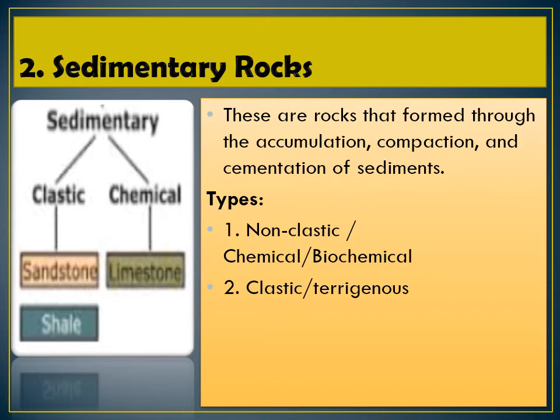On the other hand, clastic or terrigenous sedimentary rocks are formed from grains, matrix, and cement of clastic rocks. Clastic rocks are commonly classified based on particle size. Some examples are sandstone and shale. For more examples, please refer to the module provided.